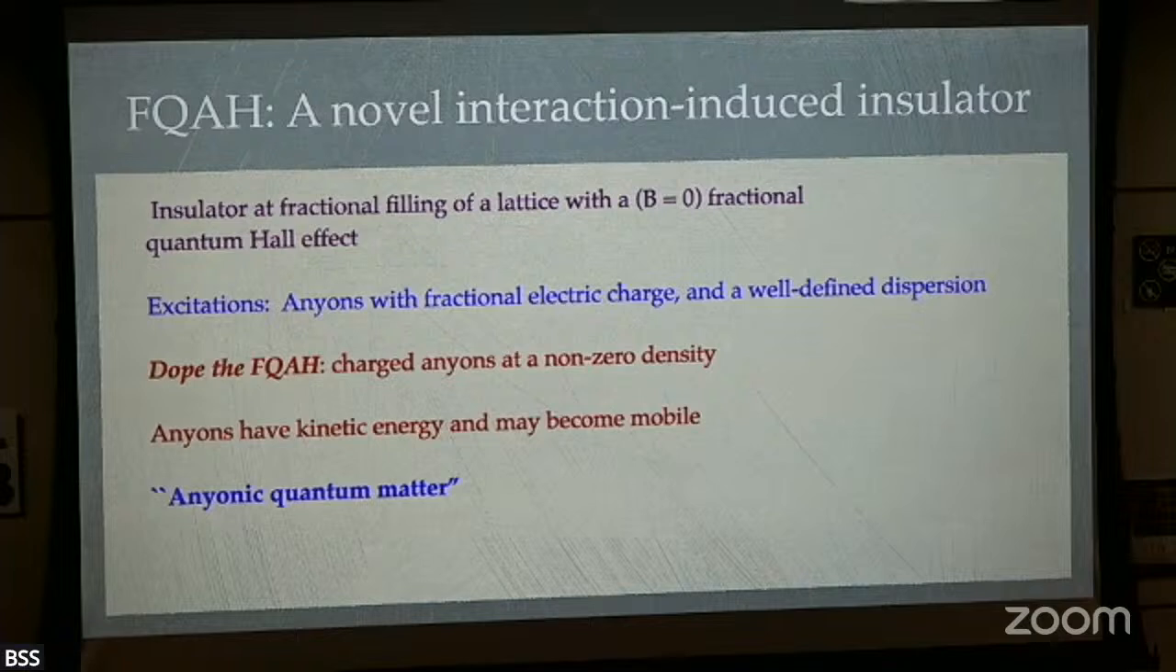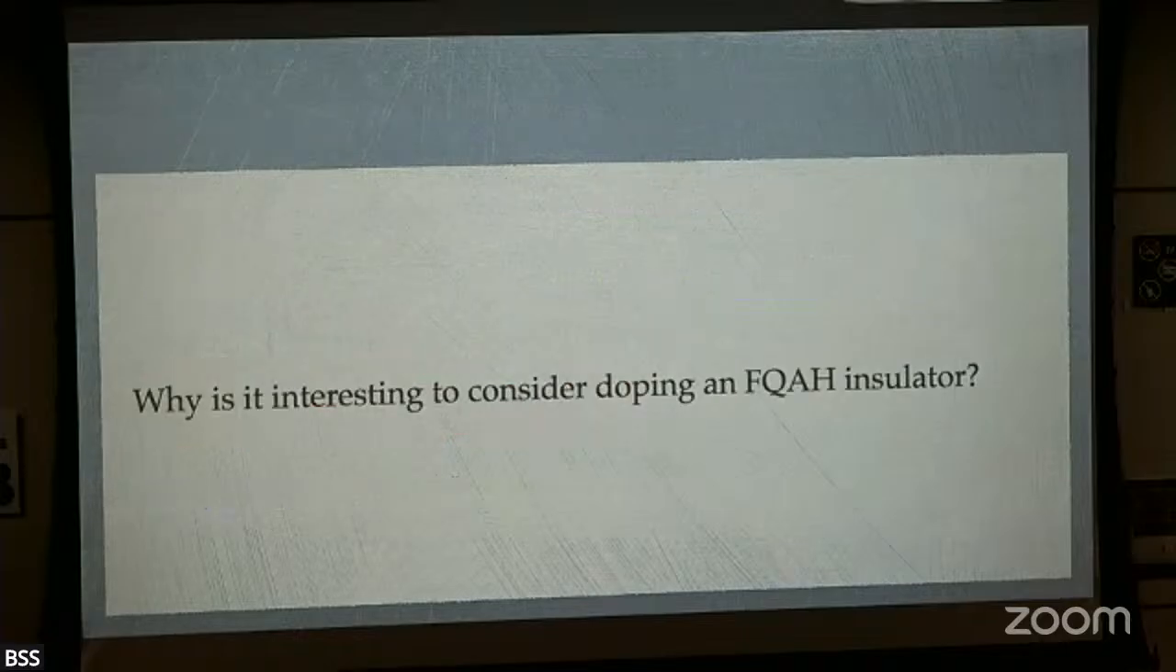Exactly. Do you solve the many-body problem? Because now you cannot form any such state. So I'm coming to that. That's the rest of the talk. I don't know the exact dispersion of the anyons, but I'll still be able to say something. Okay. So why is this question interesting in the first place?